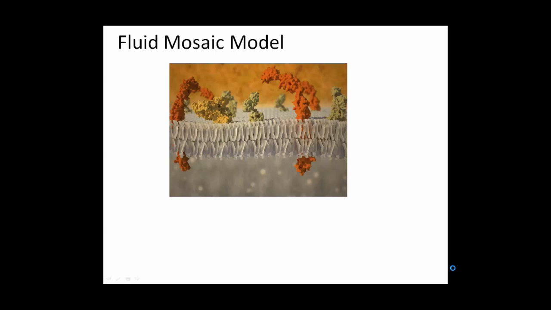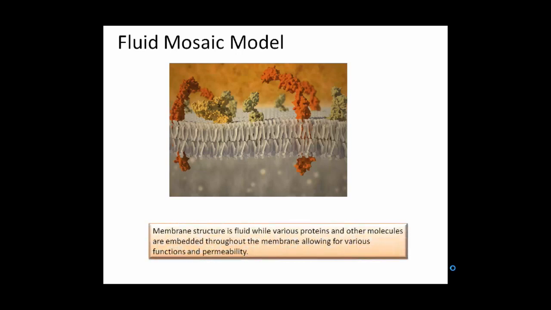Mosaic because you have different membrane components on the outside of the cell and on the inside of the cell. Some proteins are transmembrane. They go all the way through. They span the membrane. Other proteins are peripheral. They're going to be only on one side. So membrane structure is fluid. The components can move around, and other molecules are going to be embedded throughout the membrane. This allows the membrane to carry out various functions and allow for selective permeability, to allow only certain materials in and other materials out.